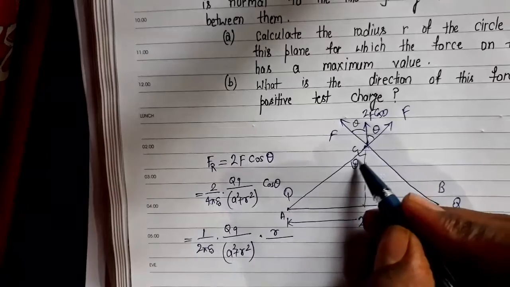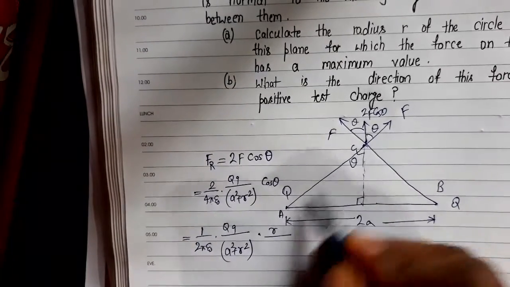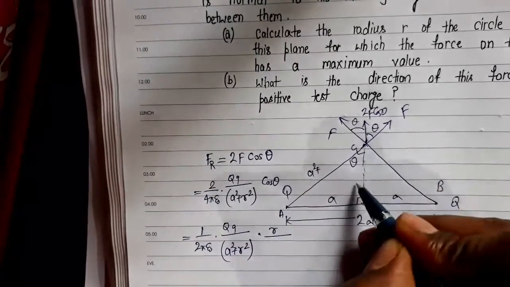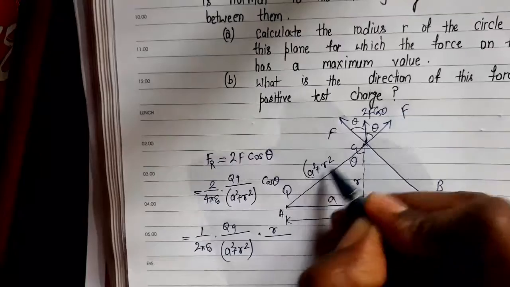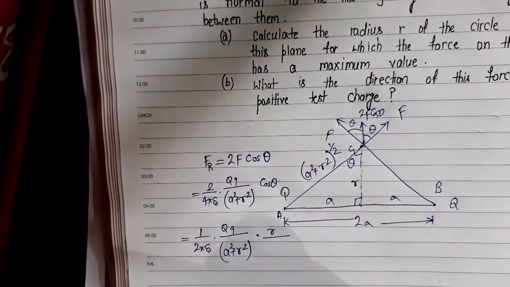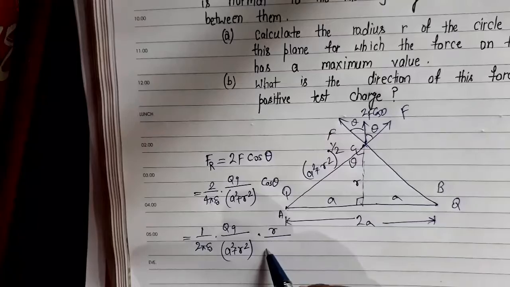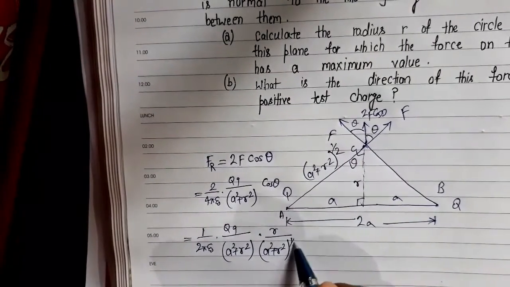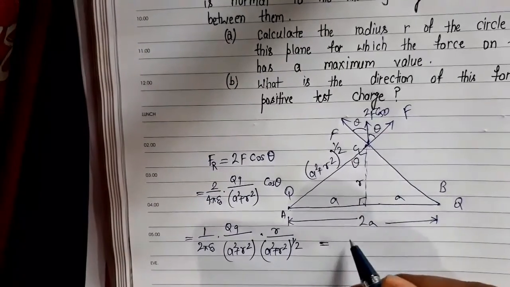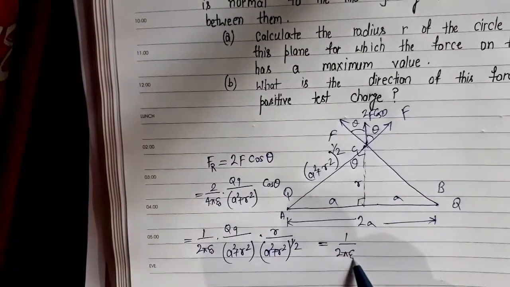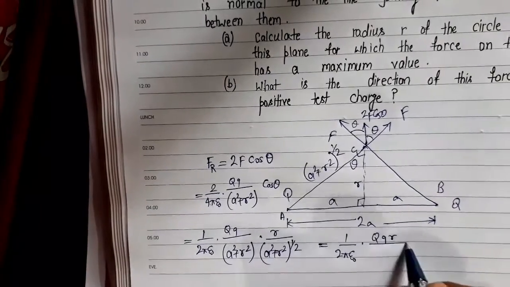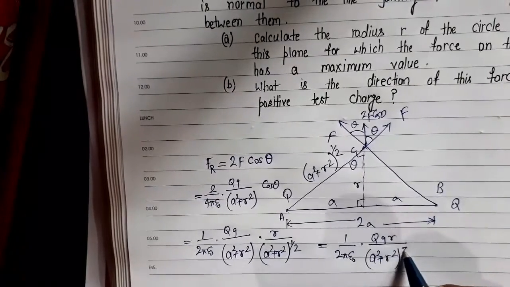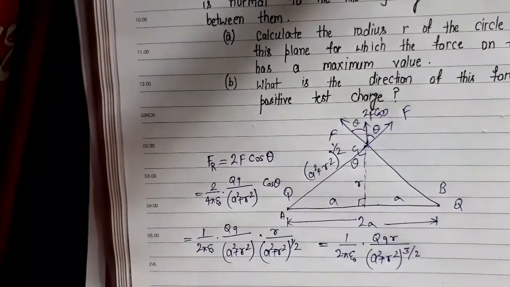Cos theta is equal to base by hypotenuse, with a 90 degree angle. Suppose the distance is r, so the hypotenuse is a square plus r square to the power 1 by 2, and the base is r. This gives us the result: Fr equals 1 by 2 pi epsilon naught, Qr by a square plus r square to the power 3 by 2. This is overall our result.